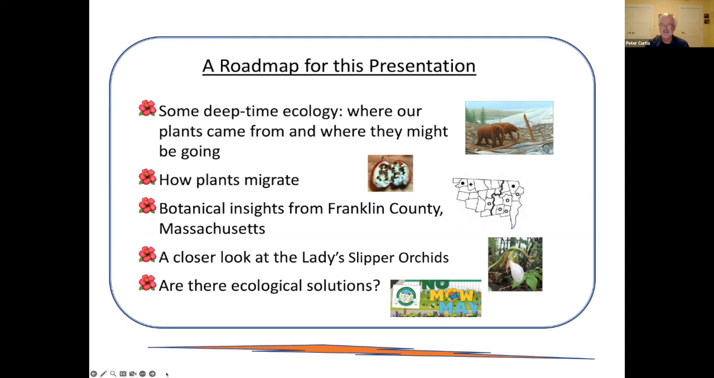First, I'd like to spend a little time in what I call deep time ecology, thinking about where the plants in our environment here in Massachusetts and New England came from and where they might be going. This puts things in perspective. As we think about plants moving across the landscape, we have to think about their dispersal characteristics, how plants actually migrate. We're going to spend a little bit of time talking about those traits and how they might relate to risk or resilience to climate change as plants have different strategies for migrating.